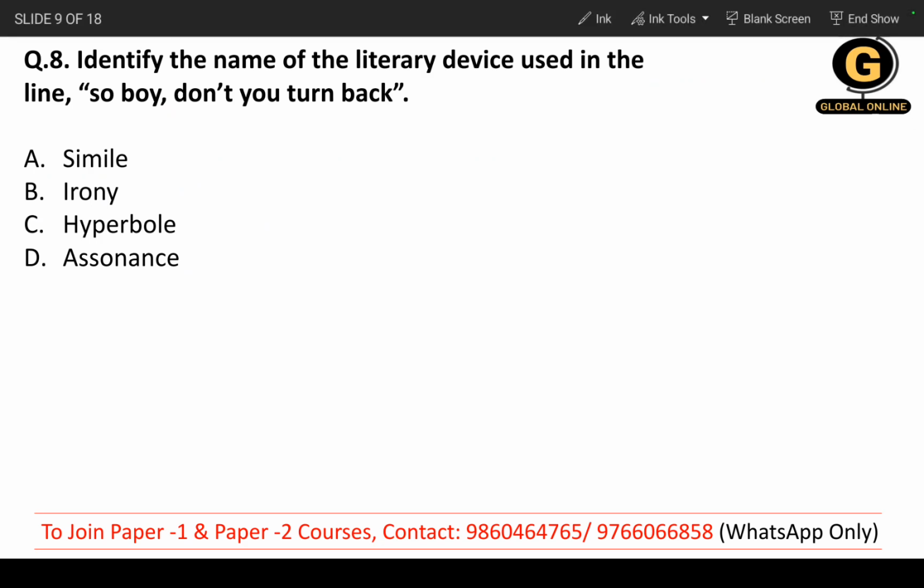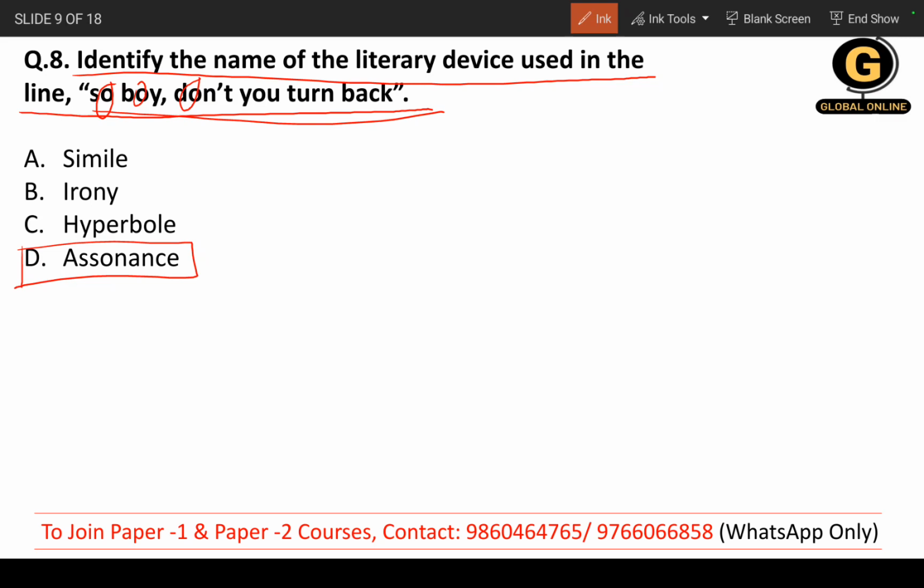Next question. Identify the name of the literary device used in the line, "So boy, don't you turn back." So, what is happening with this line? There is a repetition of a vowel sound. We have already discussed this: words having a similar vowel sound, that is assonance. So, assonance will be the right answer.